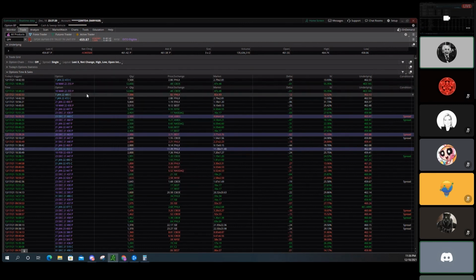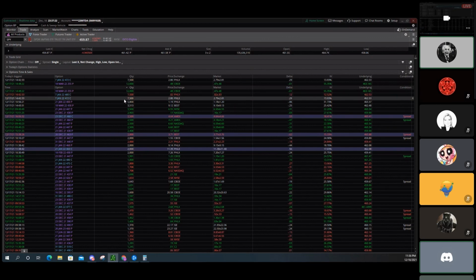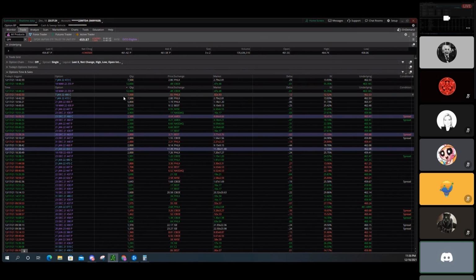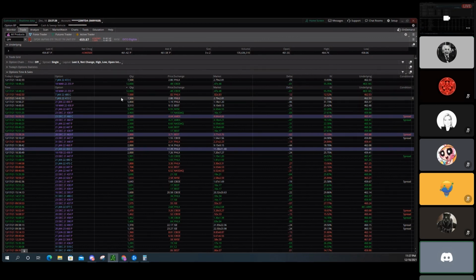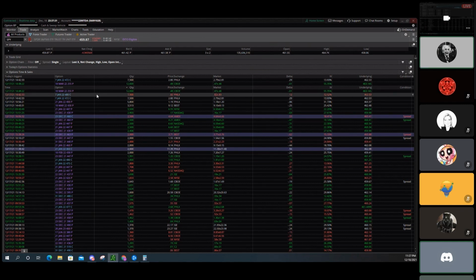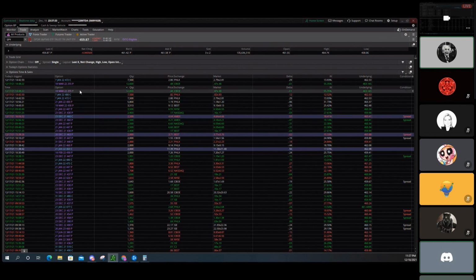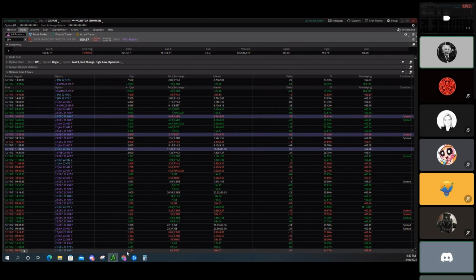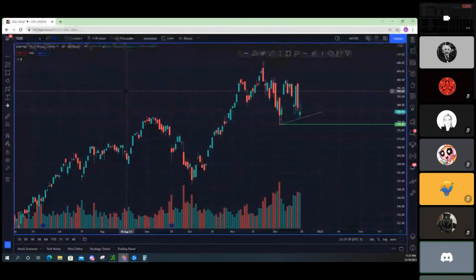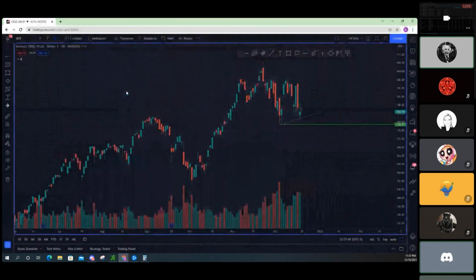There's some January 7,500. This is actually a spread here. 255. Isn't that like 255 puts? Yep. My target's 290. I don't know where he got 255. My target's 290. You think SPY can really go that low? Okay, let me show you something. SPY actually will go lower than that.